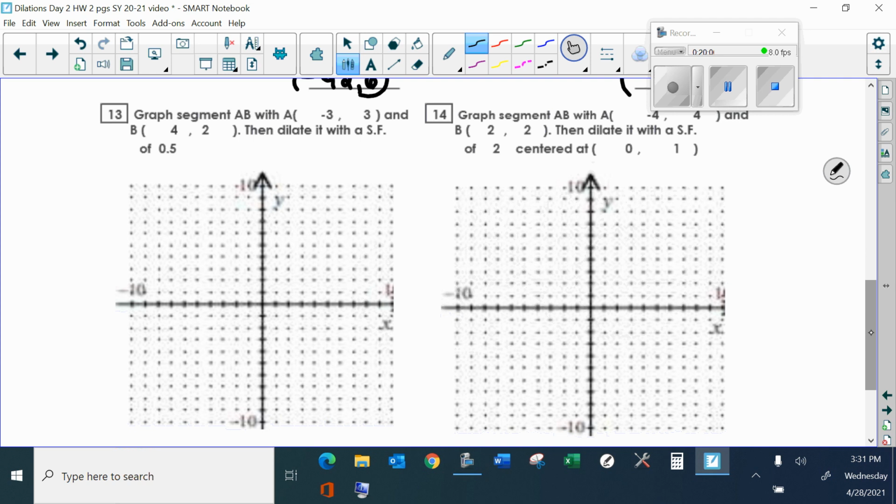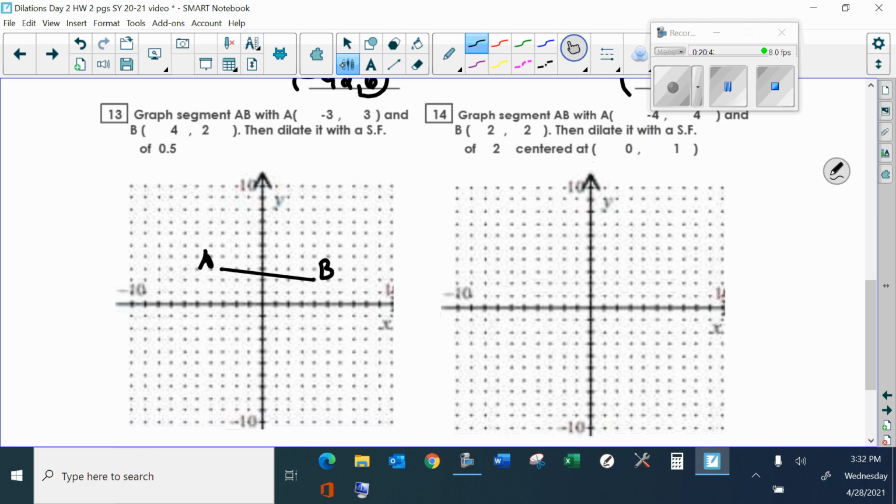Graph the segment AB: (-3, 3), there's A. And (4, 2), 1, 2, 3, 4, 2 right there, B. Connect them. Then dilate with a scale factor of 0.5. Okay. So since it doesn't tell you where it's centered at, it's automatically centered at the origin. So I just take 0.5 of each of those coordinates. So that's going to be (2, 1).